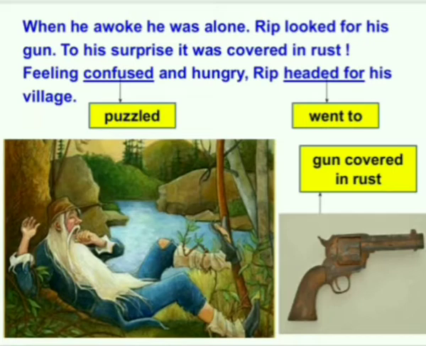His dog had disappeared. He had also grown a long beard. He was very hungry and confused, means he was puzzled. He was not understanding what had happened. So to find out, he went to his village. But children, can you imagine what must have happened to him?